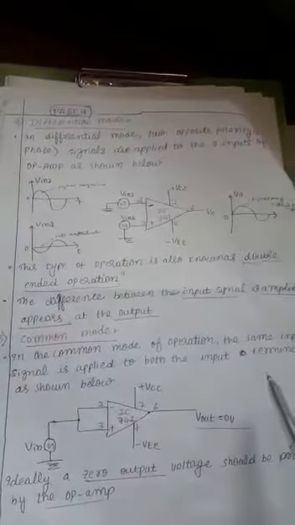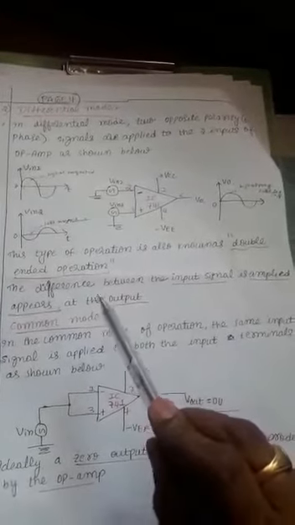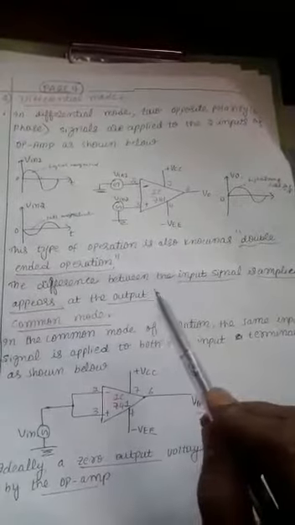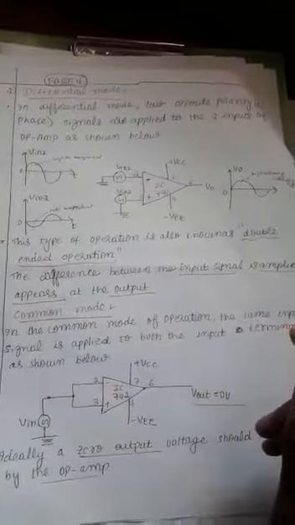So here you might have observed, this magnitude is very much high and this one is less. So this magnitude will appear at the output side and this magnitude will appear at the output side. This type of operation is also called double-ended operation. The difference between the input signals is amplified and appears at the output signal.